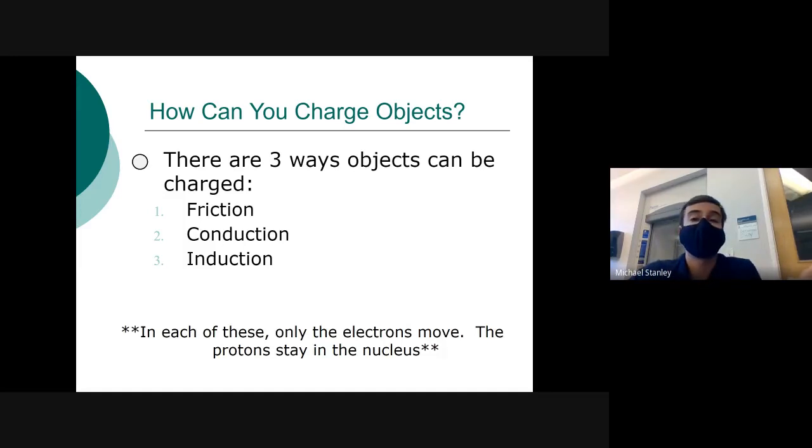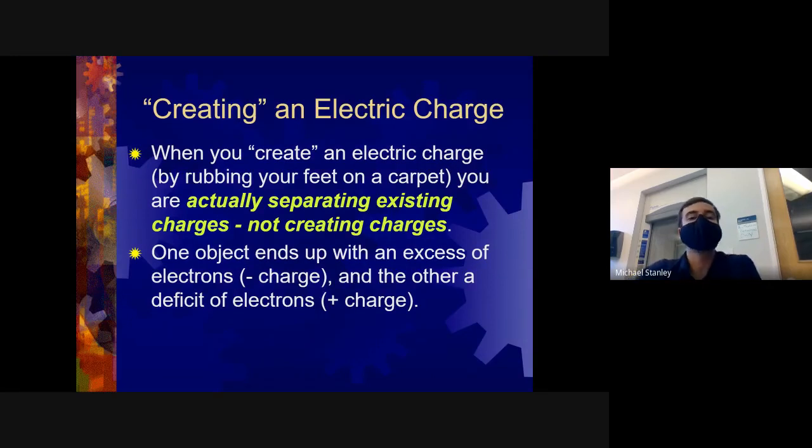So we've talked about what it means to have a charge. Now we're going to talk about how do we make things become charged. So again, when you're creating these electric charges, you're just moving the charges around. You're just moving those electrons around. And again, physics is all about how things move. And so the physics of electricity is looking at how these electrons move. So you're moving these electrons away or towards certain materials. One object ends up with a whole bunch of electrons and becomes negatively charged. And the other object has lost a whole bunch of electrons, so now it is positively charged.